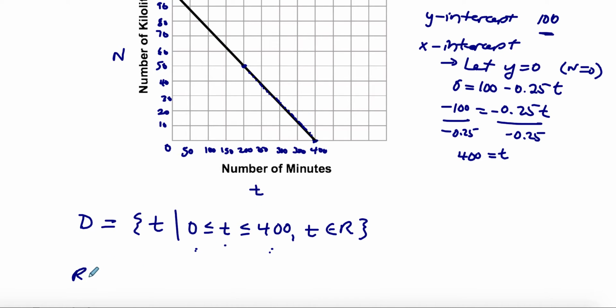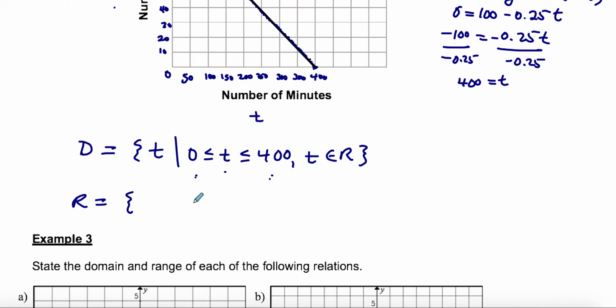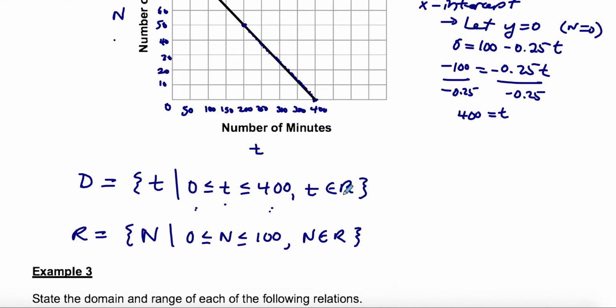And then for the range, we're looking at our vertical or our y values. So when we look at our vertical axis, our range goes from 0 to 100. So n is the variable for our y values. So we would say range equals the set of n such that, and I like saying it this way, n is in between 0 and 100. And also, n is an element of all real numbers, all the decimals and all the rational, irrational numbers in between.